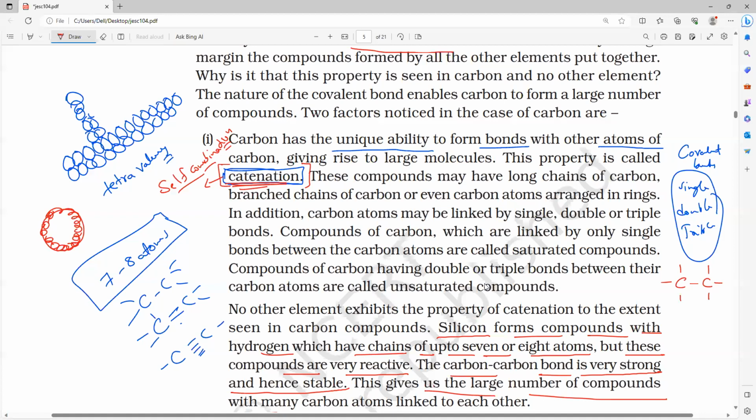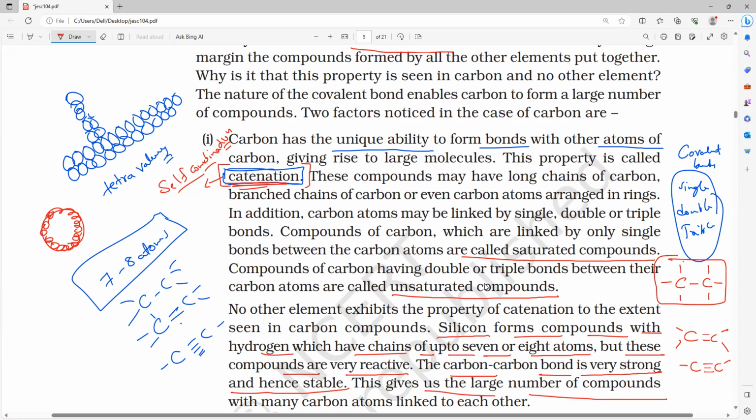Please remember, if carbon has a single bond, this is the representation of a single bond. Note it: carbon with single bonds are called saturated compounds. Next, if they have a double bond or a triple bond, they are called unsaturated compounds.